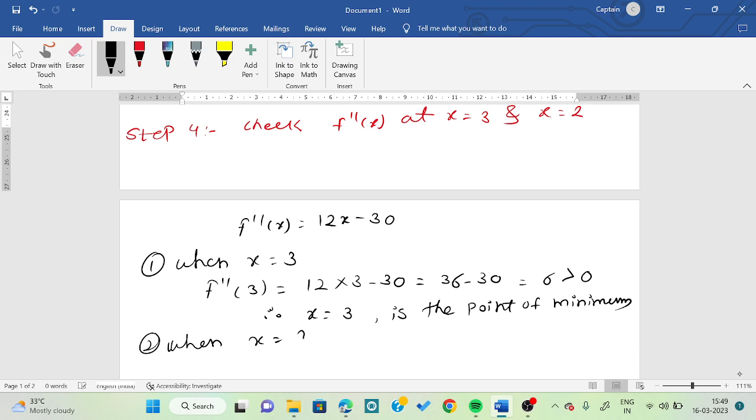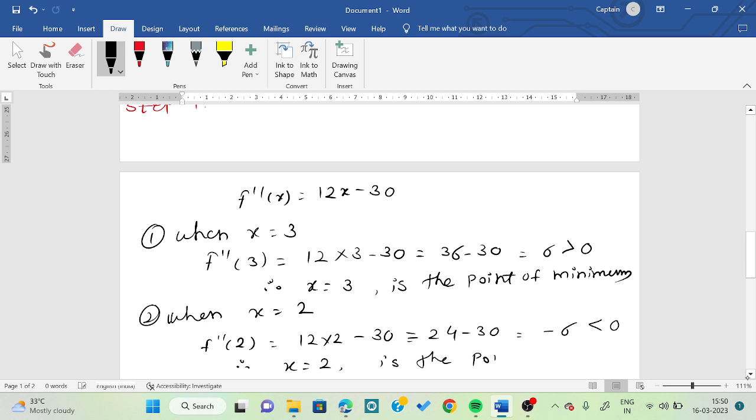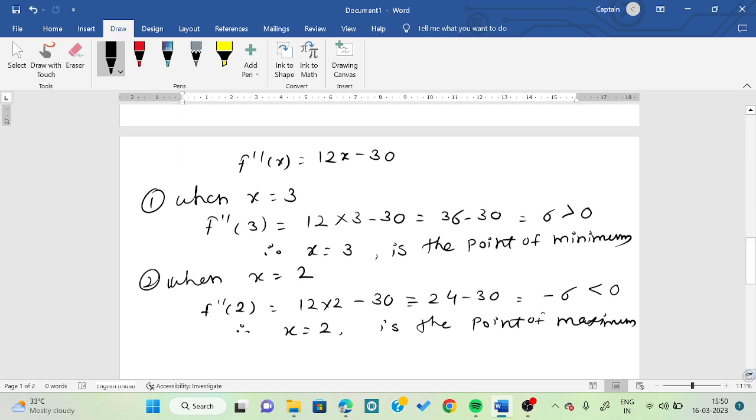And second, we are calculating when x is equal to 2. So that time f double dash of 2 is equal to 12 into 2 minus 30, which is equal to 24 minus 30, which is equal to minus 6, which is less than 0, means negative. Therefore, for x is equal to 2, the function is the point of maximum.